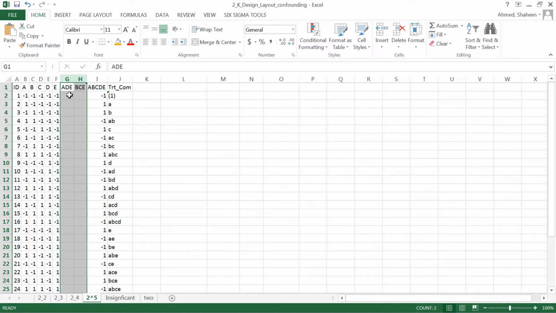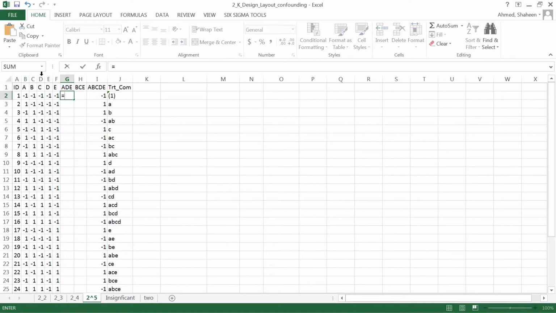So how do we do it? Let's imagine that we want to confound ADE between two blocks, and then BCE in the next two blocks. Then we will have a total of 4 blocks. If we want to see the sign for ADE, we can simply multiply A times D times E, and for BCE we can do B times C times E, like that.